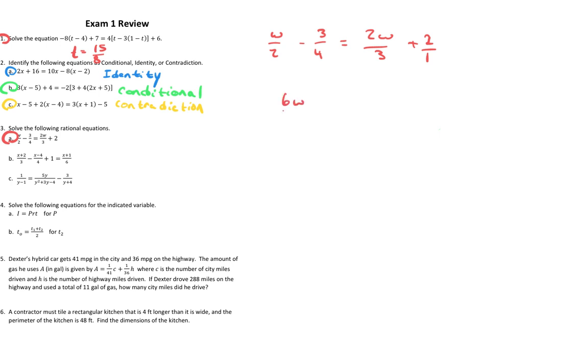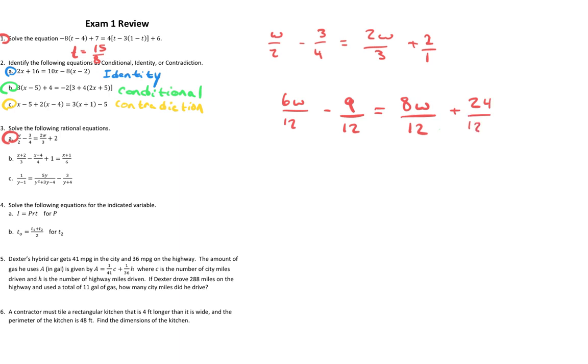So we get 6w over 12. And then the next one is missing a factor of 3, because 12 divided by 4 is 3. So we're going to get 3 times 3 is 9, over 4 times 3 is 12. And then next, 12 divided by 3 is 4, so we're missing a factor of 4. So 4 times 2w over 12. And then 2 times 12 is 24, over 12.